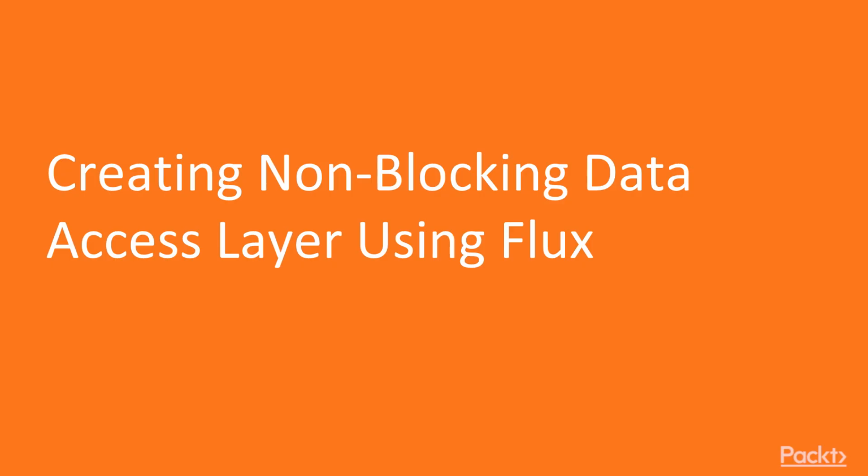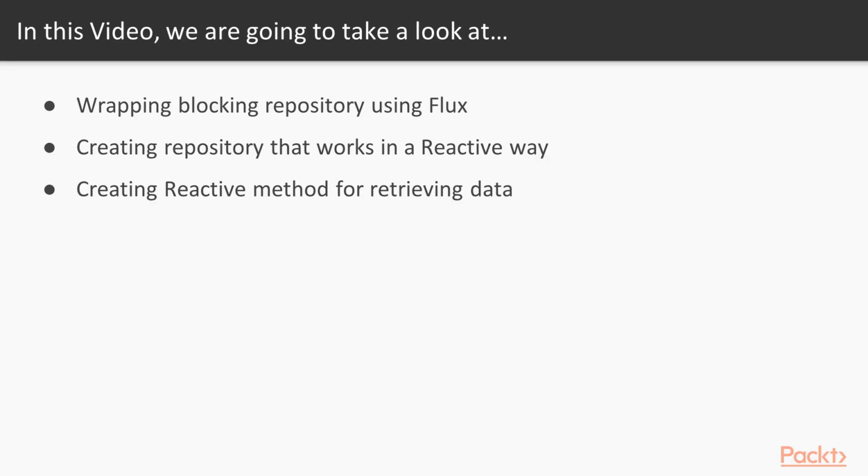This is the first video, in which we shall be creating a non-blocking data access layer using Flux. Firstly, we'll be wrapping a blocking repository using Flux, then we'll be creating a repository that works in a reactive way, and finally we'll be creating a reactive method for retrieving our data. So let's go to the code.